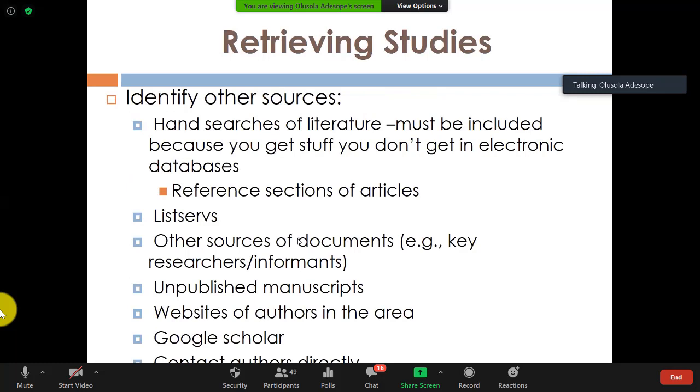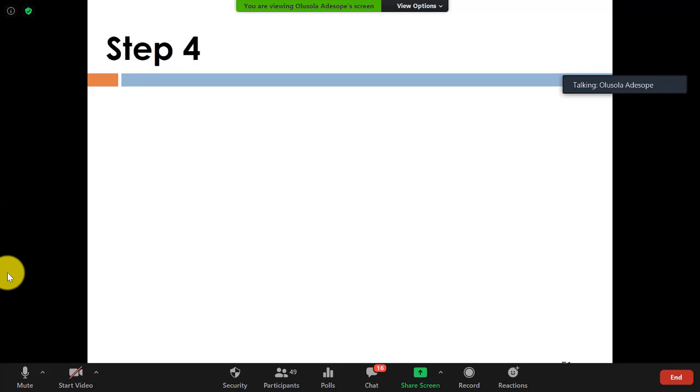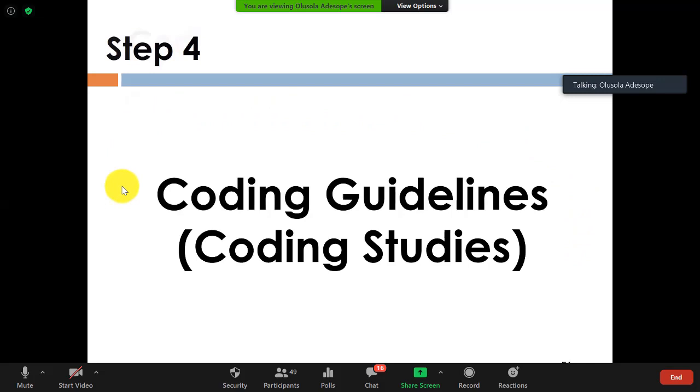You can also identify other sources, as I said, and list unpublished manuscripts and websites. You can go to the websites of key authors in the area, use Google Scholar, or contact authors directly. I think I said most of this already. And then step four is about coding.